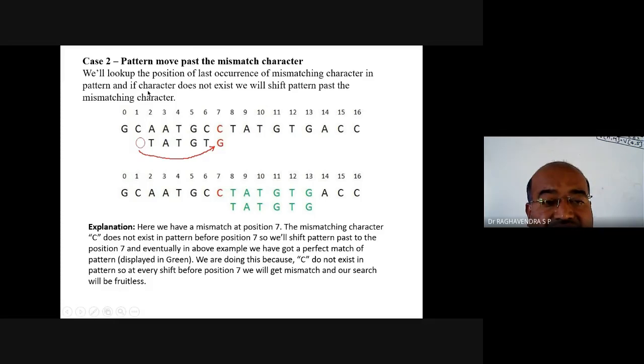Then if the character does not exist, we will shift the pattern past the mismatching character. We will just shift the entire pattern.